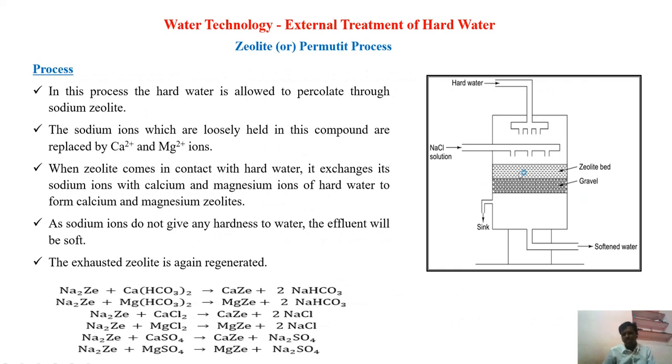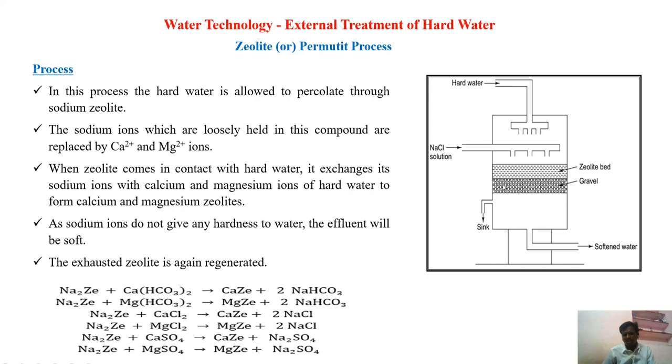Here one bed is there, called a zeolite bed. This zeolite bed is made up of sodium aluminosilicates, that means sodium ions are there. So simply we can represent this zeolite as Na2Ze. Now the hot water is allowed to pass through this zeolite bed. While passing, the sodium ions present on the surface of the zeolite are exchanged with the calcium or magnesium ions present in that hot water.